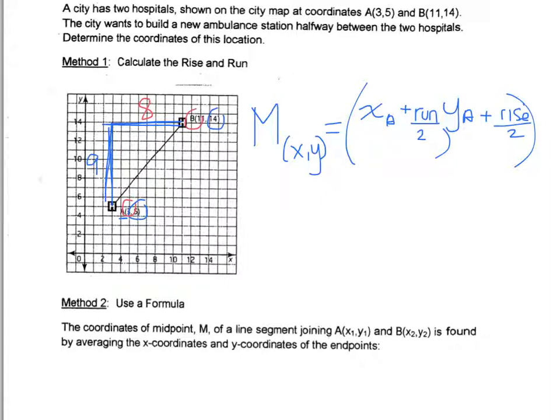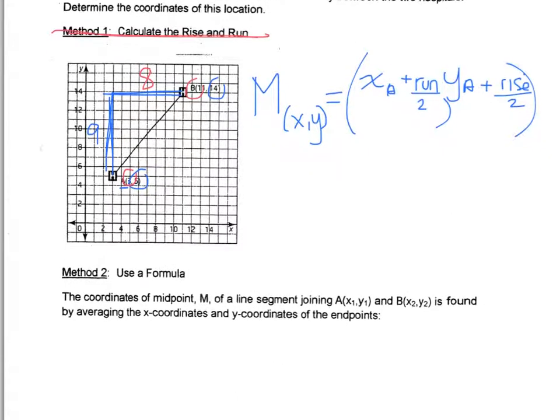This is not the way that we want to calculate the midpoint. It's long and it's a lot more work than what we need to be doing. The formula works a lot quicker and it's easier to get a quick, accurate answer. So we're not going to talk about method 1 in detail. We're not going to use it, but you should know that people can calculate the midpoint by using the graph, figuring out the rise and the run, and just splitting those 2 in half.